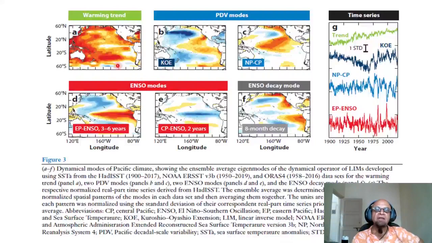So here we are looking at the warming trend mode, which is basically a linear trend, and we already talked about the hotspots here when we talked about the tropical Pacific decadal variability. We have the PDV modes given as the Kuroshio-Oyashio extension mode and the North and Central Pacific modes with different loadings and different time series. As you can see, the trend of course is going upward, and it is upward throughout the time series from 1900 to 2019 or 2017 or so.